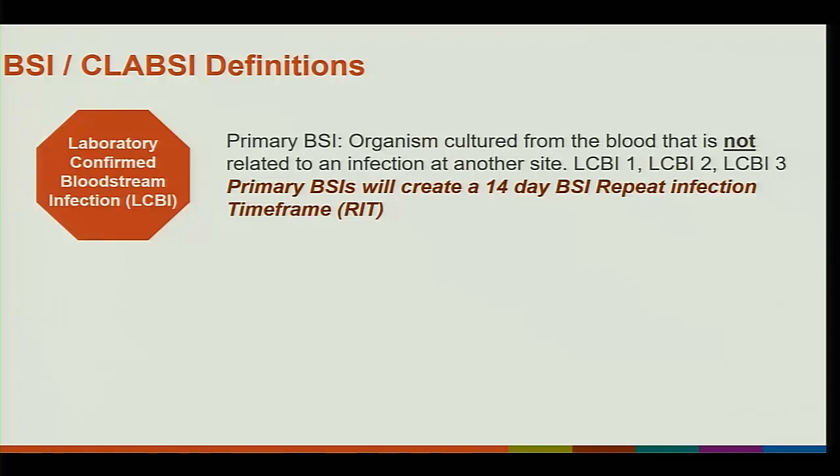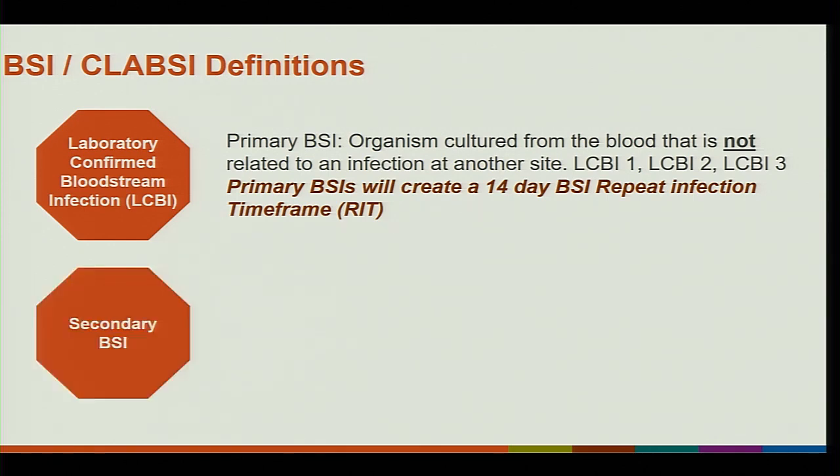Secondary BSIs are bloodstream infections that are not reported as an LCBI because they are associated with a site-specific infection at another body site, which has seeded the bloodstream. Secondary bloodstream infections do not create an RIT, but rather the primary source of the secondary BSI creates the RIT, and no new infections of that specific type will be reported.